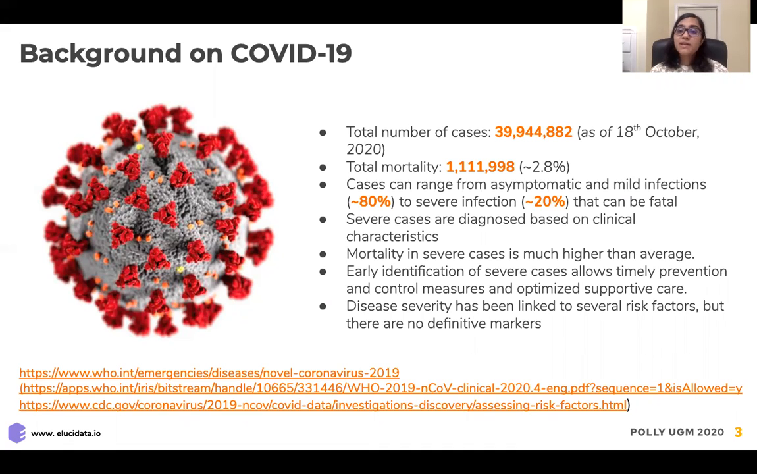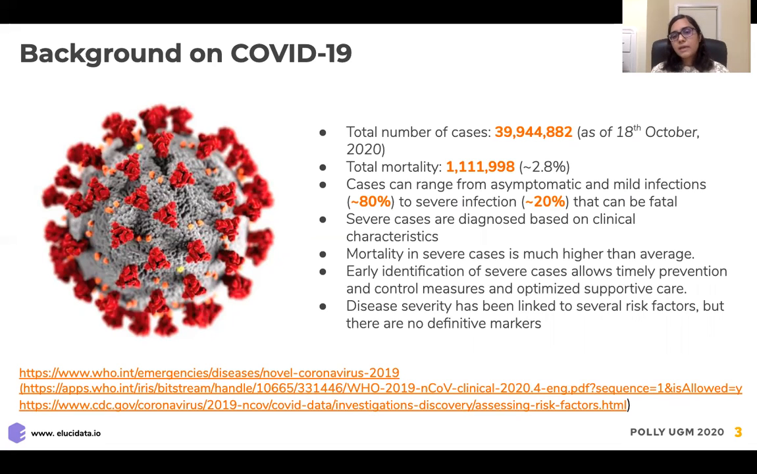Therefore, it's extremely critical to identify which cases have the potential to become severe. And if we're able to do that successfully, it'll allow us not only to implement prevention and control measures in a timely manner, but also to prepare our health systems to provide supportive care in an optimized manner and hopefully achieve better outcomes.